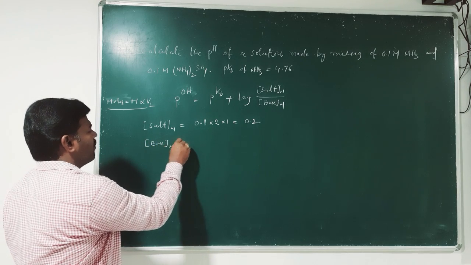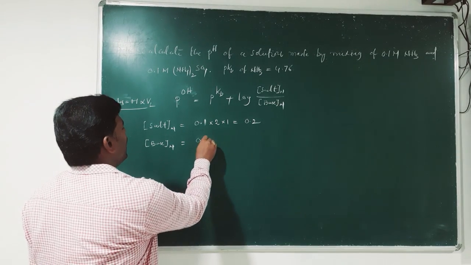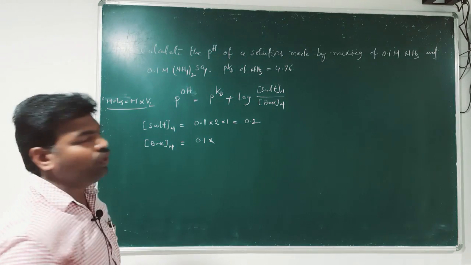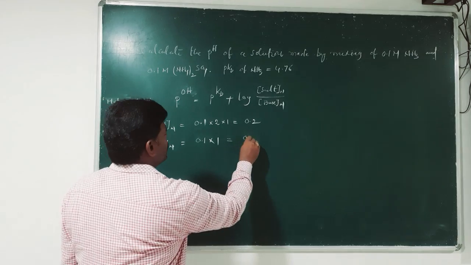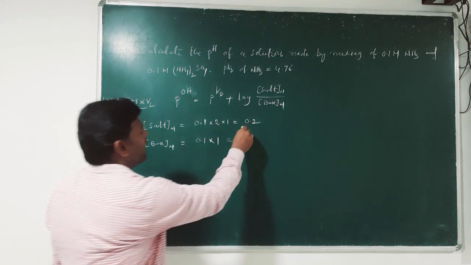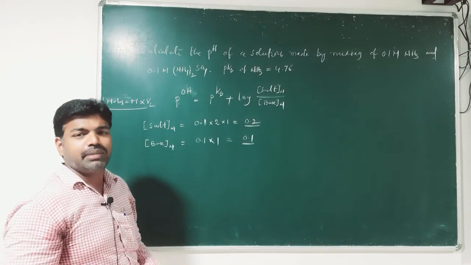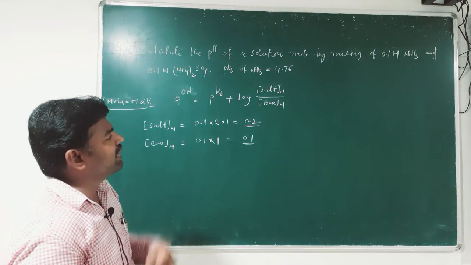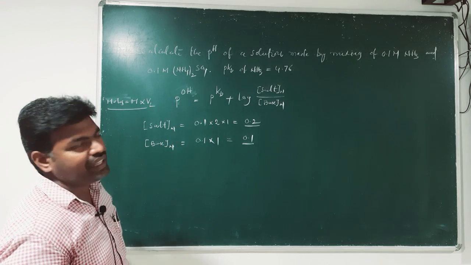And what is the concentration of base? It is 0.1 molar, and there is no N factor, because the N factor for ammonia is 1. The volume is 1, so its concentration is 0.1. What we calculated is the number of moles, which is nothing but the concentration of the salt or base. Now we shall substitute the salt concentration and base concentration in the above formula.